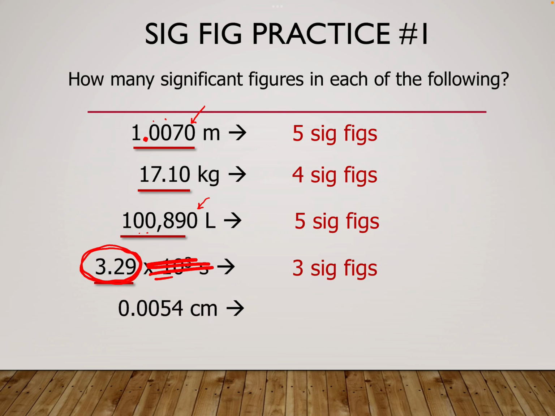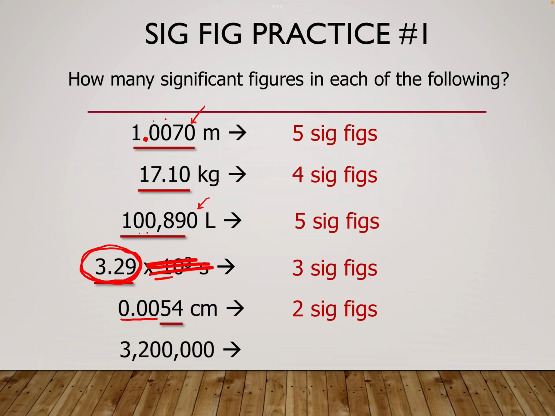All right, let's check out this one. So we got some more zeros happening, right? Do you see these zeros are at the beginning of the number? So these are called leading zeros. They're another form of placeholder zeros. Leading zeros are never significant. So this only has 2 sig figs.